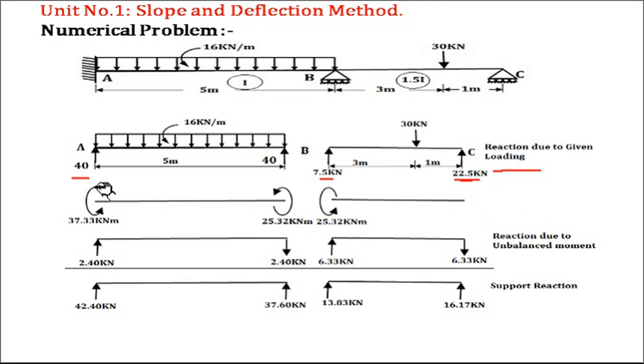Now we know that the end moment in member AB is 37.33 positive. The end moment in member BA is minus.